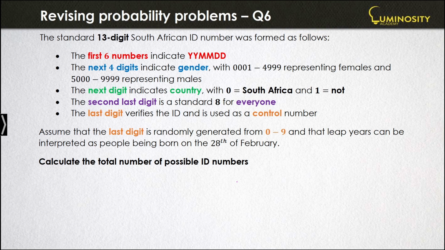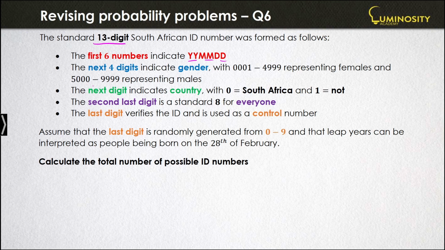The standard 13-digit South African ID number was formed as follows. The first 6 numbers indicate the year, month, and date that a person was born. The next 4 digits indicate gender, where 0001 up to 4999 represented females, and 5000 up to 9999 represented males.